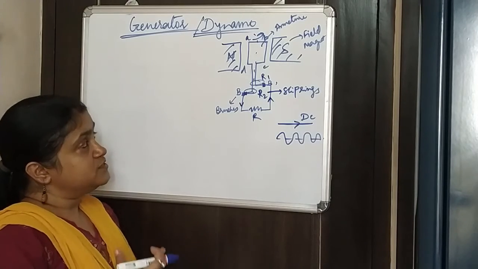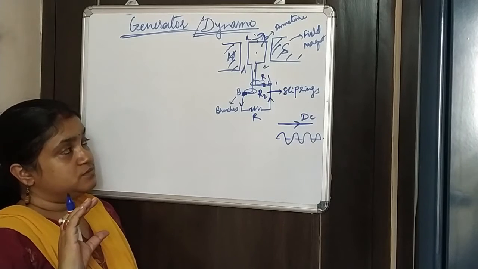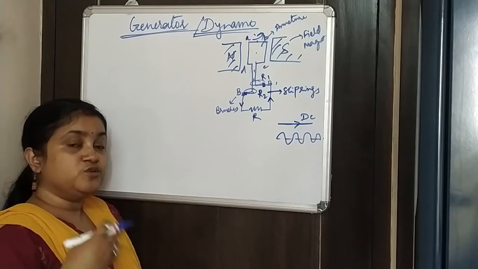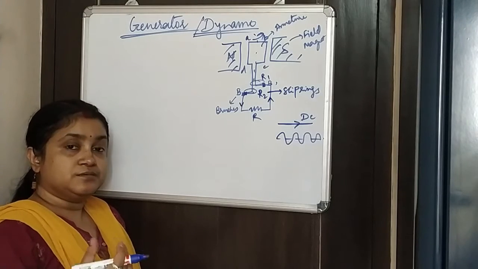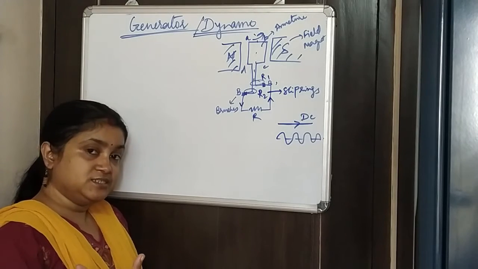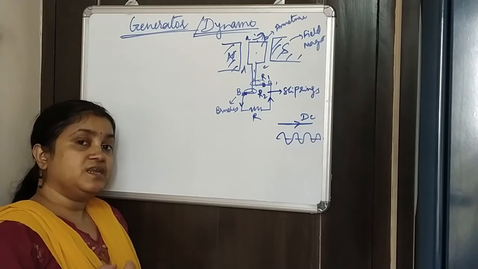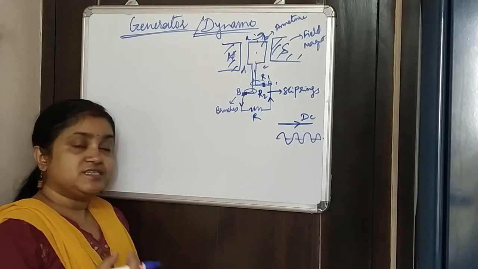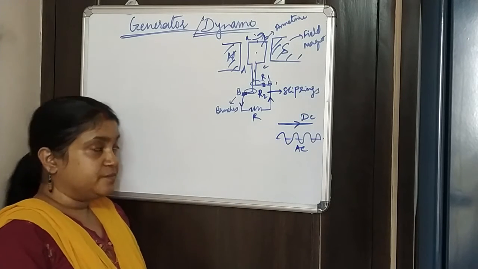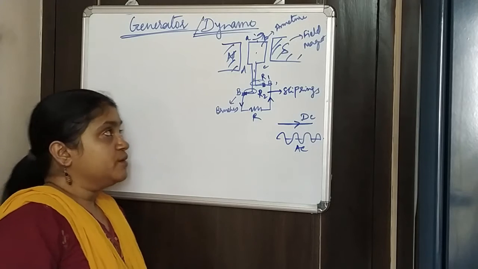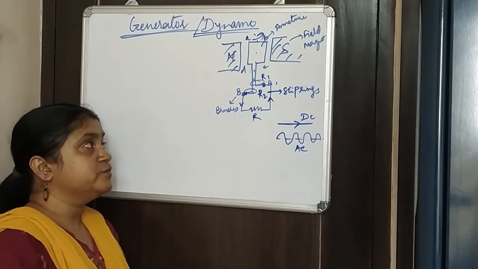And what is the main thing about this dynamo? Dynamo would produce an EMF, and this EMF is due to the magnetic flux change, and this EMF would be collected and used as either a DC or an AC motor or AC generator. So let's first talk about the construction of this dynamo.